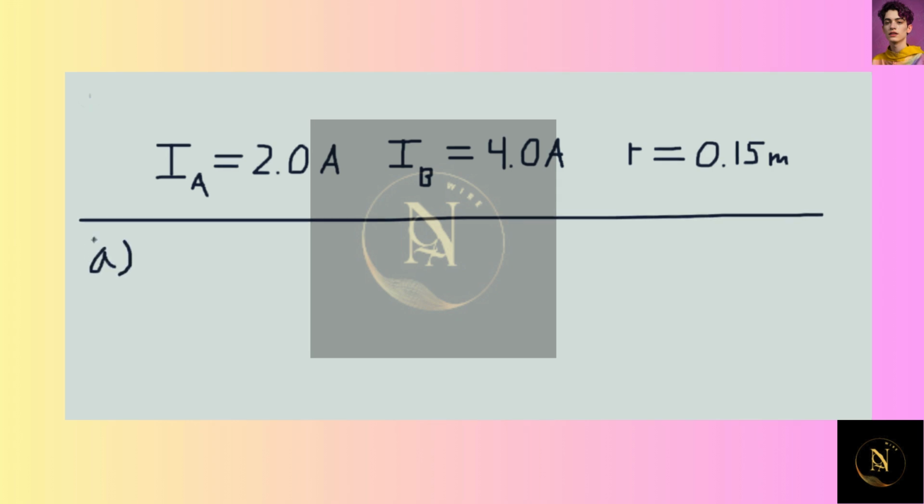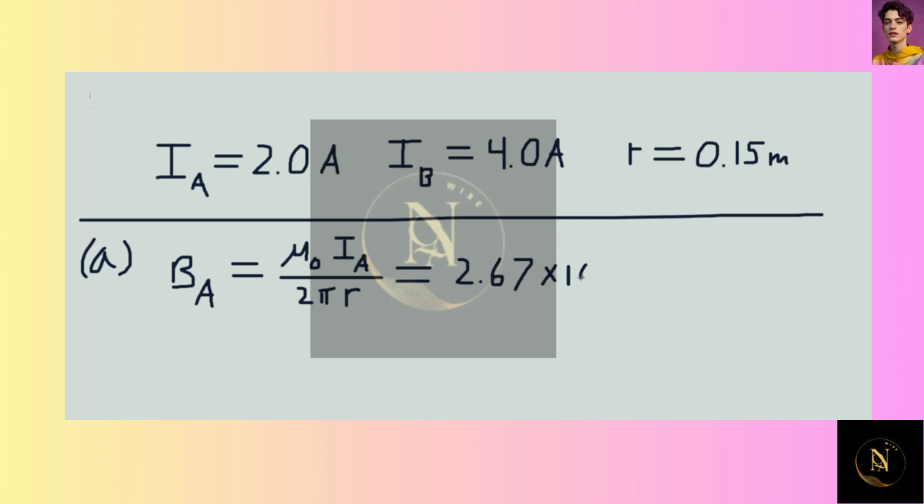Okay, so to do that, for part A, we simply write out the expression for the magnetic field due to a wire carrying a current. So B sub A, magnetic field due to current A, is going to be mu naught, the magnetic permeability of free space, times I sub A, the current in wire A, divided by 2 times pi times the distance away from the wire that we're considering the magnetic field to be. So that's R. Plugging those values into this expression, we find that this is equal to 2.67 times 10 to the minus 6 Tesla, which we can box in as our solution for part A.